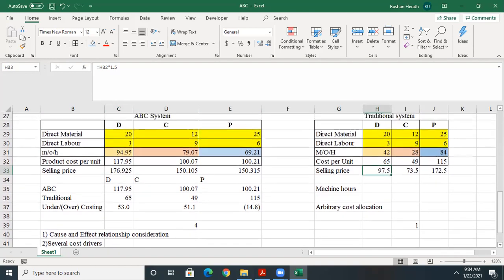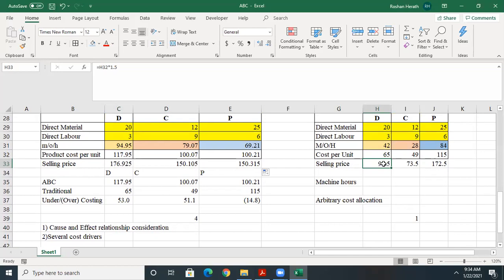Right? If you consider this product B, you may be making enormous sales. You may be making significant sales.